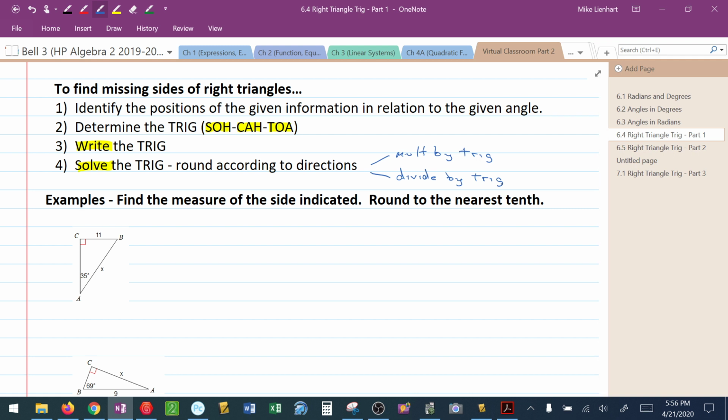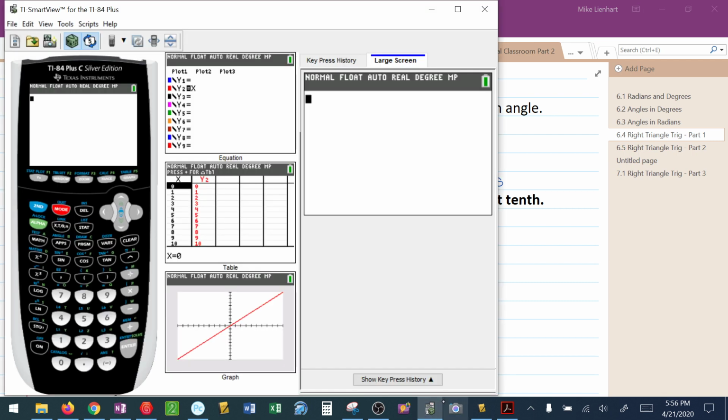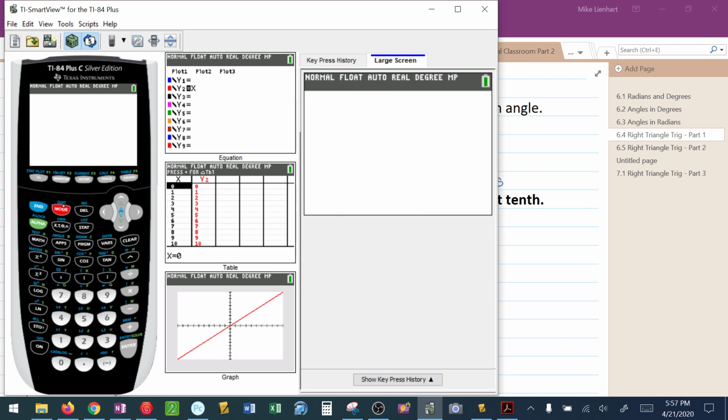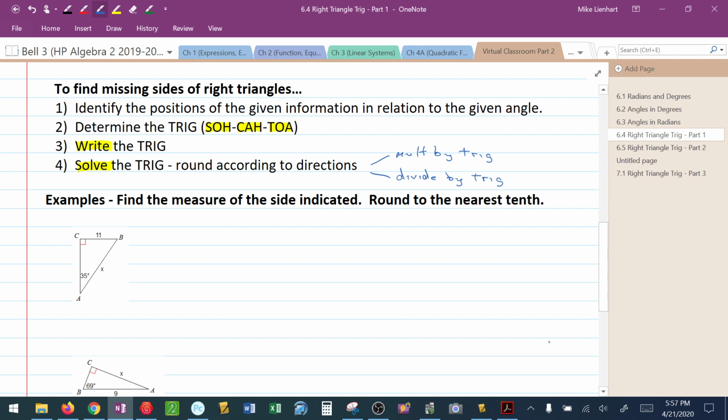Before we get started, go to your graphing calculator, hit the mode button, and the third one down. If you have radian highlighted, bad. We're talking about angle measurements in degrees. So make sure that you change that over to degrees by hitting enter. Then you can hit second mode to quit out of that.